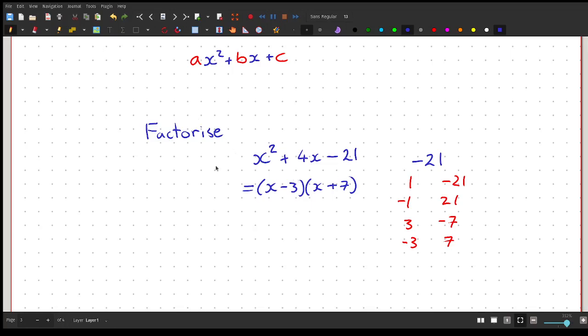Right, that's the straightforward case. The thing to be careful of is to make sure the signs are right. For example, if this were a negative 4 here, then we'd have to look for this pair, because 3 plus negative 7 makes negative 4. So just be careful about the signs. That's the only thing to look for on that one.